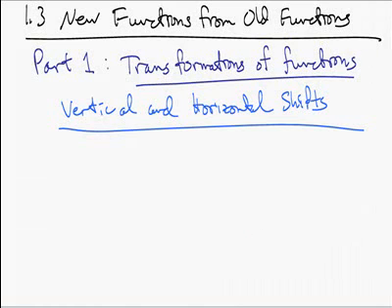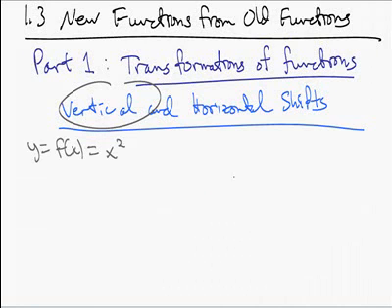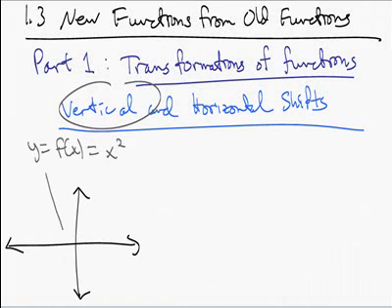And the first type of transformations we want to look at is vertical and horizontal shifts. So let's start with the vertical shifts. And let's start with the function. Let's say y equals some function f of x. And we'll just make it the simple function f of x equals x squared. So we know what the graph of this looks like. If we draw a graph of f of x equals x squared, well, we just have this parabola opening up with a vertex at the origin.